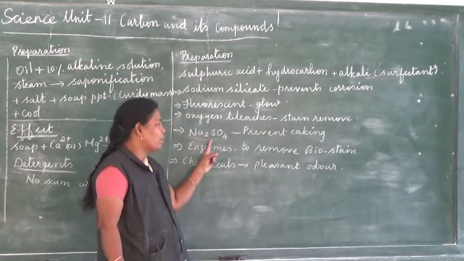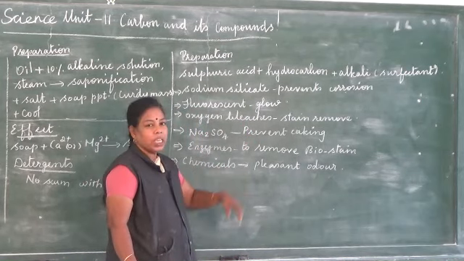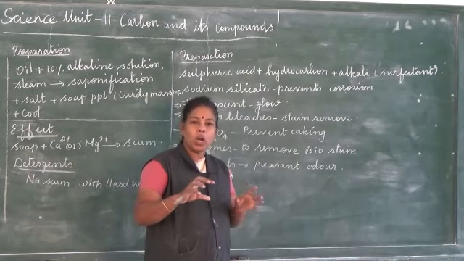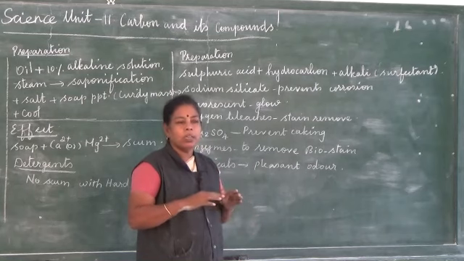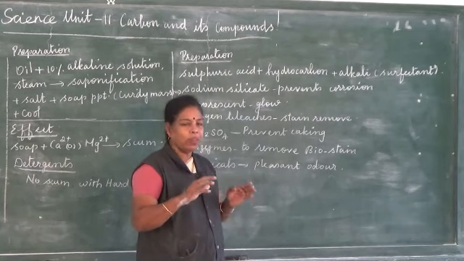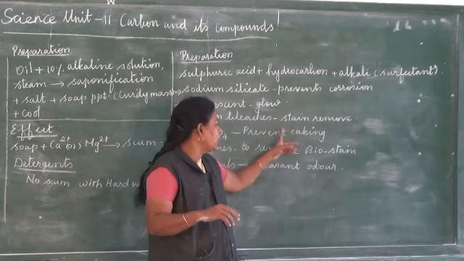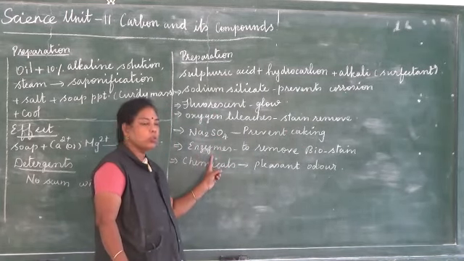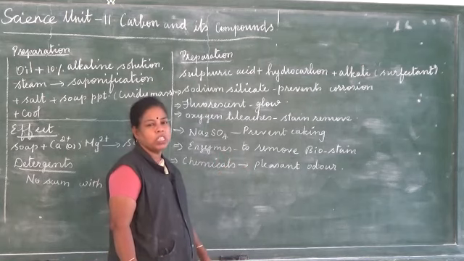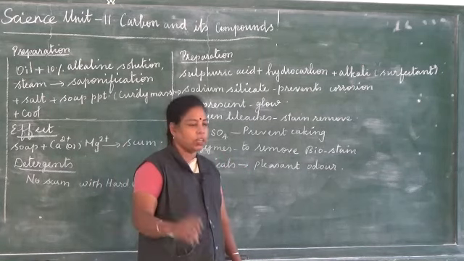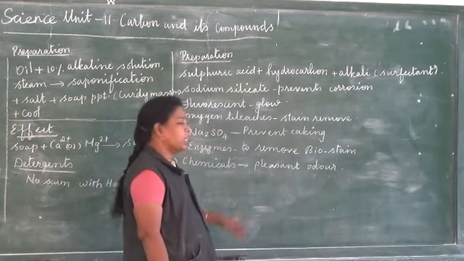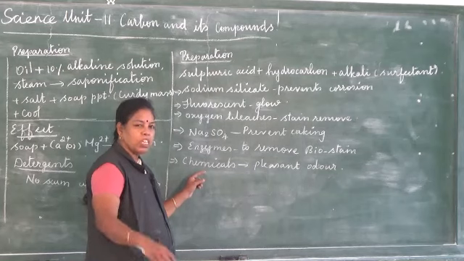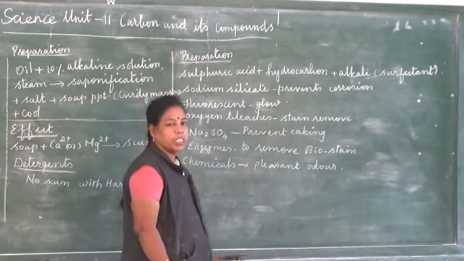And then sodium sulfate is added to prevent the caking of soap. Caking of soap means the soap will turn hard like a stone. So to prevent the stone-like structure, that means caking, we add sodium sulfate to the detergent. And then enzymes are used to remove biostains. Biostains means vegetable stain and blood stain. To remove the biostain, we use enzymes. Some chemicals are also added to the detergent to give a pleasant odor.